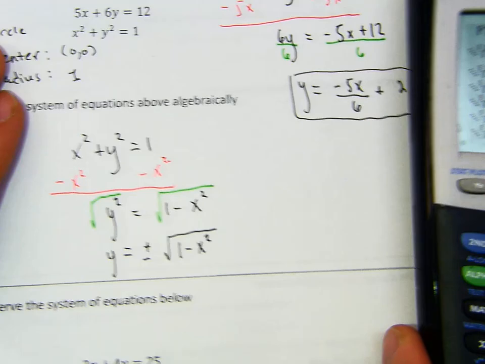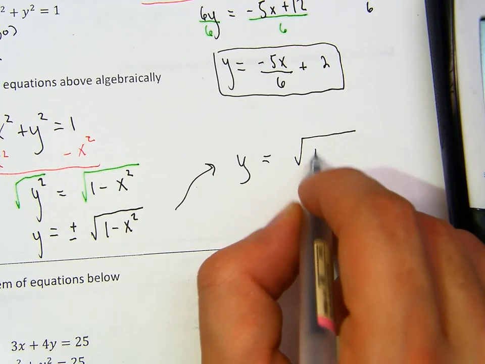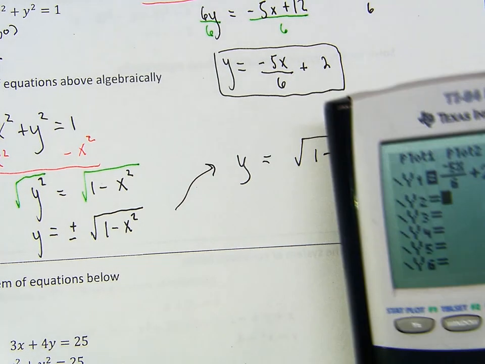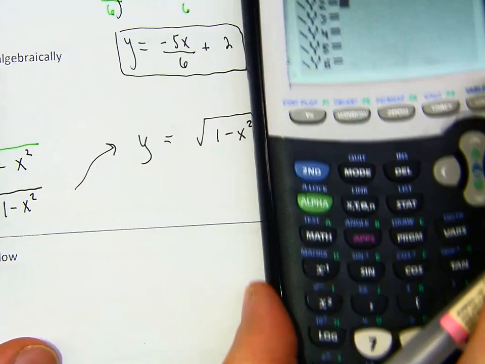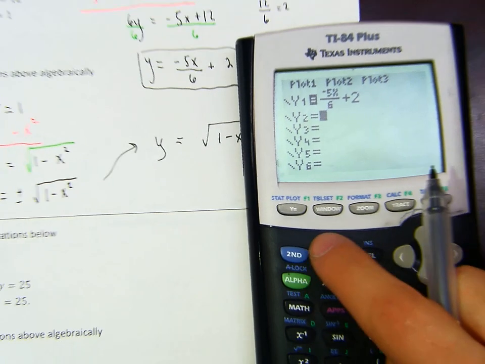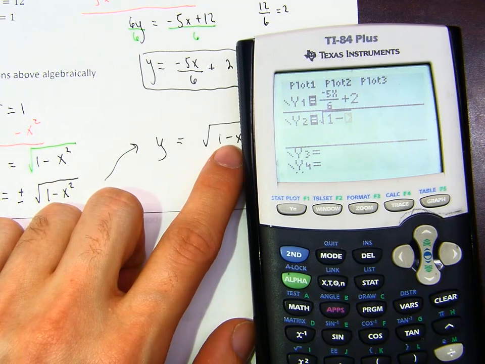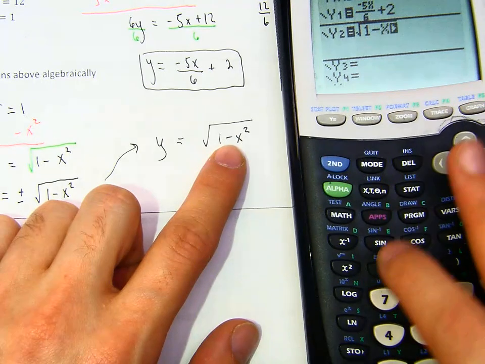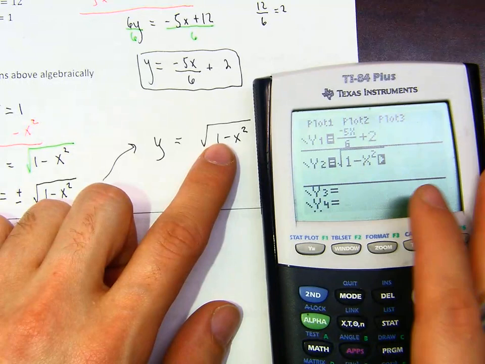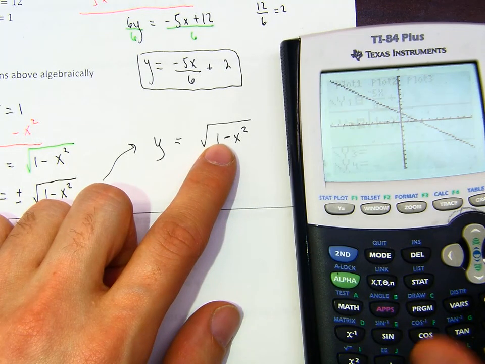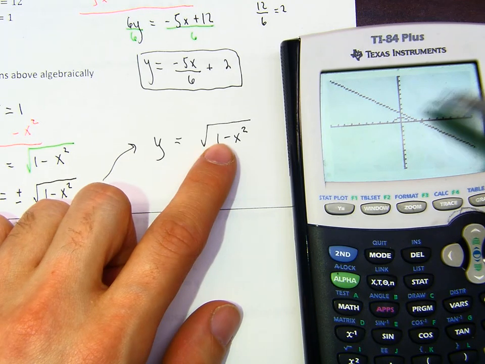The first equation we're going to plug in is y equals the square root of 1 minus x squared. Let's see what happens when we plug this in. Just in case you forgot how to use your calculator, it is second, square root, 1 minus x squared. Then let's hit graph, and notice that you only get a semicircle.